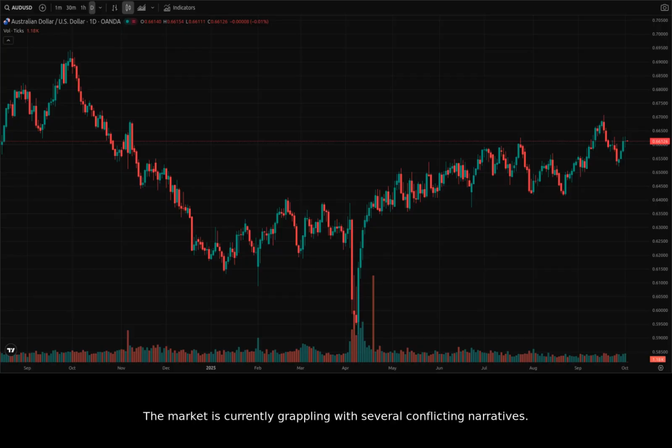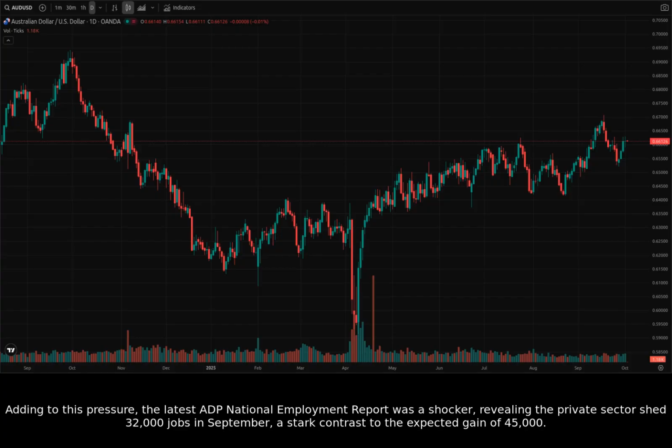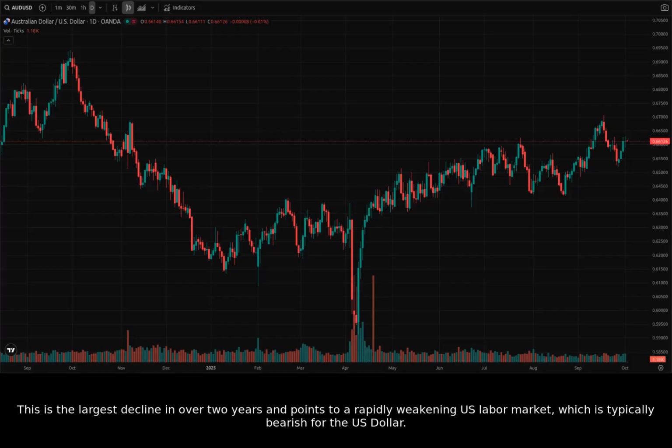The market is currently grappling with several conflicting narratives. On one hand, the US dollar is facing significant pressure due to the ongoing US federal government shutdown, creating uncertainty for the American economy. Adding to this pressure, the latest ADP National Employment Report was a shocker, revealing the private sector shed 32,000 jobs in September, a stark contrast to the expected gain of 45,000. This is the largest decline in over 2 years and points to a rapidly weakening U.S. labor market, which is typically bearish for the U.S. dollar.